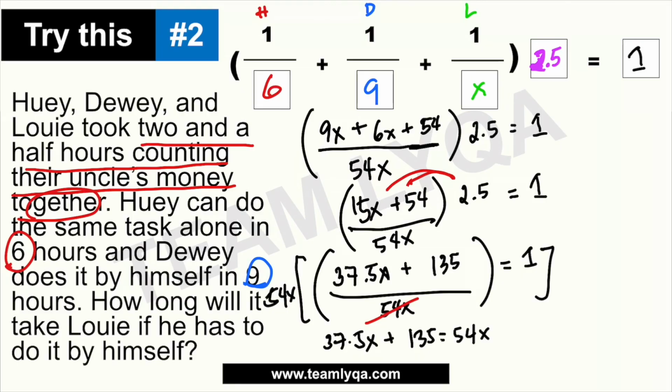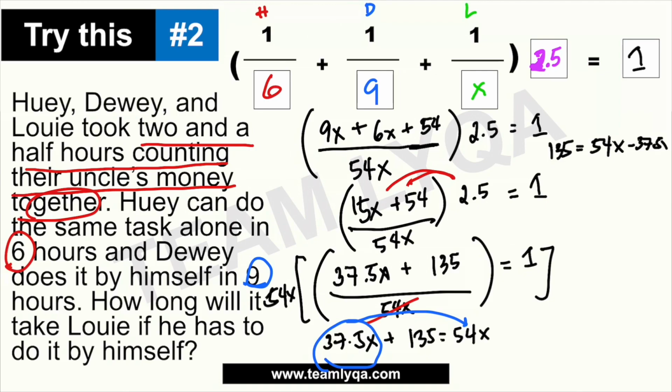Okay? Now, it may seem a little bit complicated, pero you can do it, just take it one step at a time. Okay? Now, same concept lang din. Huwag kayo ma-threaten dun sa decimal. I-move natin itong mas maliit na x sa kabilang side. So, now we are left with 135 is equal to 54x minus 37.5x.